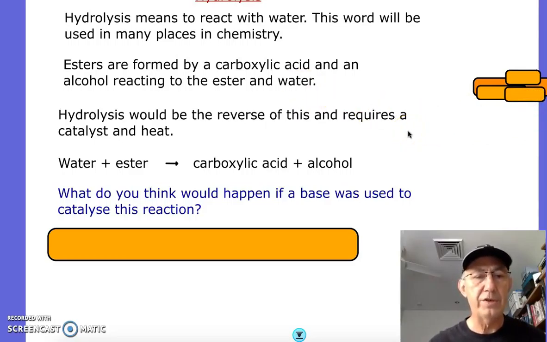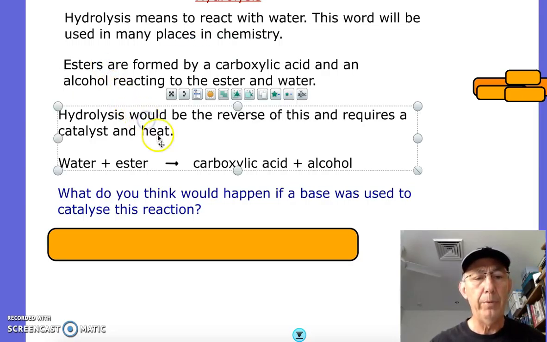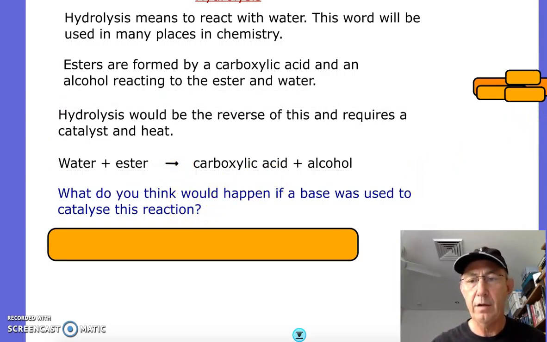Hydrolysis would be the reverse of this reaction, and so we can turn an ester and water, in the presence of a catalyst and heat, back into a carboxylic acid and an alcohol. The problem with this is the best catalyst for doing this is a base. So if I have a base as a catalyst, but in my reaction I make a carboxylic acid, what do you think is going to happen to that acid if I have a base present?